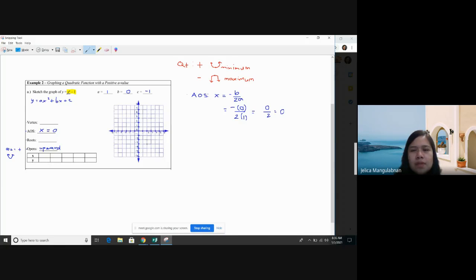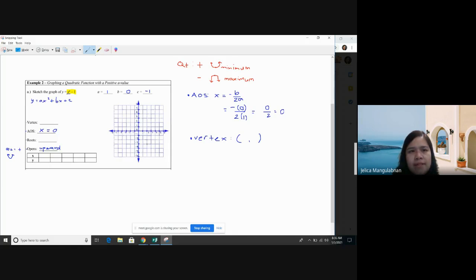Now, since we already have the value of the x, we're going to look for the y. What is the y? Okay, so find the vertex. To find the vertex, we're going to look for the x and y. Since we already found the x, our answer must be in an ordered pair, so we will use parentheses.